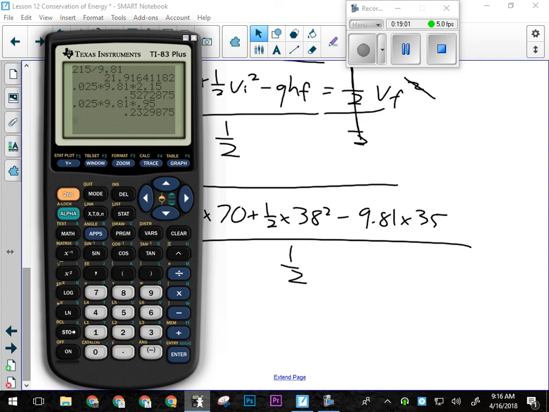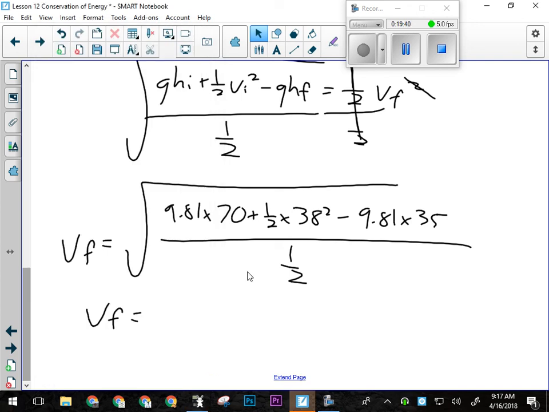Now, you do have to be careful when you're entering something this long into the calculator. You don't want to make any mistakes. So what I typically do is I don't try to type it all in one step. I do it one piece at a time. I just go 9.81 times 70 meters, and then I add that to 1/2 times 38 squared. And then I subtract from that 9.81 times 35. And then I divide that by 1/2. And then I square root that. I find that if I make a mistake, it's better than if I've got a whole long typing thing to look at. All right, so on the other side, we get 46.2 meters per second.